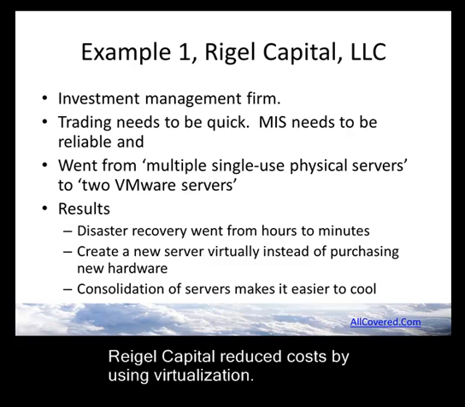Rigel is an investment management firm. They needed to do a lot of online training, and it needed to be fast and reliable. They switched from single servers to 2 VMware virtualized servers. The outcome was disaster recovery went from hours to minutes. To create a new server virtually was very easy compared to purchasing new hardware, and then consolidation of servers made it much easier to cool the data center.